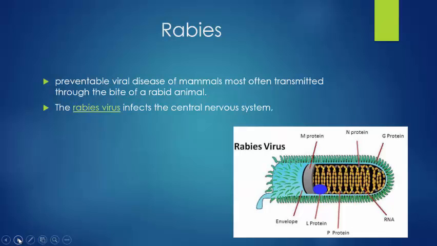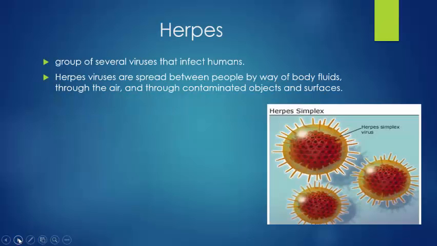The last virus I'll be going over is herpes. Herpes is a group of several viruses that infect humans. Diseases caused by the herpes viruses include cold sores, genital herpes, chickenpox, and shingles. Herpes viruses are spread between people by way of body fluids, through the air, and through contaminated objects and surfaces. These are just a few common viruses, but there are a lot more in existence.